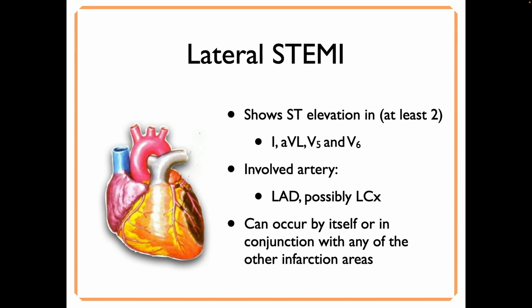Moving on. Lateral shows ST elevation in 1, AVL, V5, and V6. I say at least 2, and typically you'll see them in either 1 and AVL or V5 and V6 if you only see 2. That's just how it works out. The involved artery usually is the left anterior descending, but also the left circumflex can be involved. It can occur by itself or with anything else.